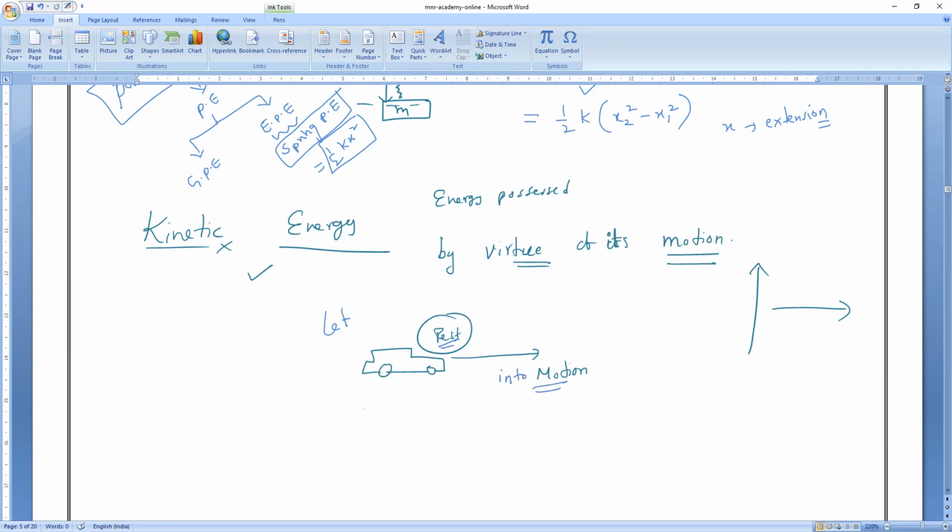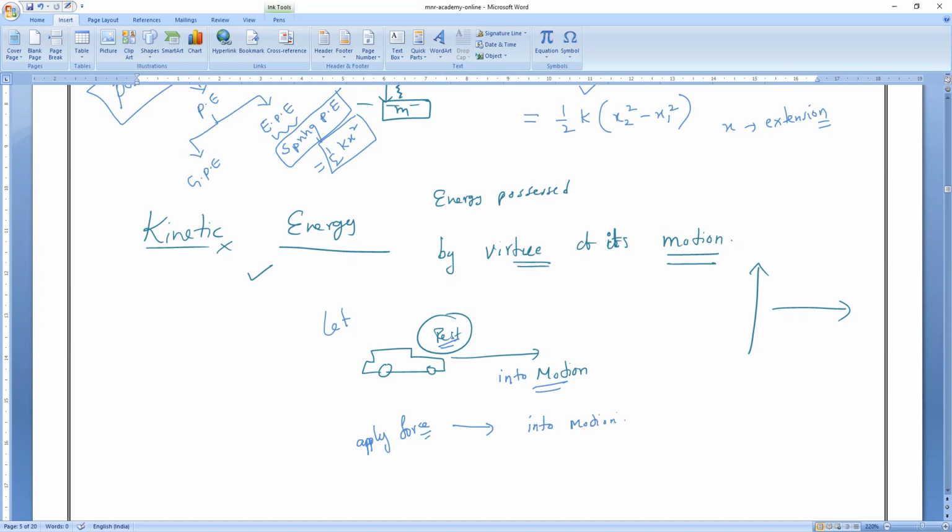If I want to make it a state of motion, I need to do something. I need to apply what? I need to apply the force. If I apply the force, then automatically it will set into what? Motion. It will set into motion.